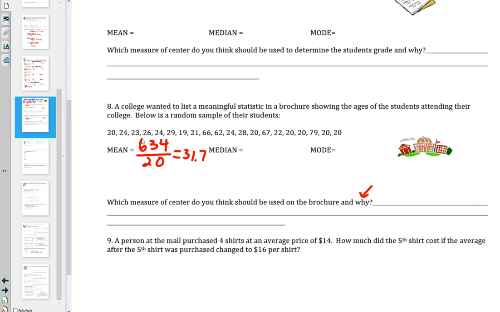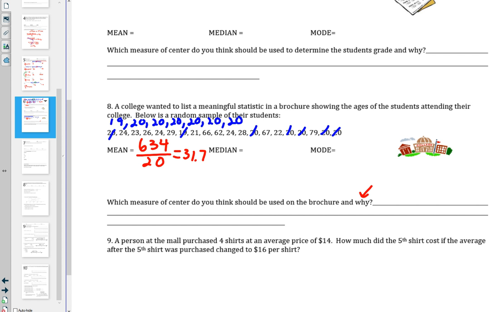What do we say? What's the lowest? 19. And the 20s, let's see. 1, 2, 3, 4, 5, 6. You know what? How about this? In order to save time, I know that there's 20 numbers, right? So what numbers are going to come in the middle? 20 is an even number, so there's going to be 2 numbers in the middle. What are the 2 numbers in the middle? Well, the 10th and the 11th. So all I really got to do is count up to 10 and 11 and take the average.